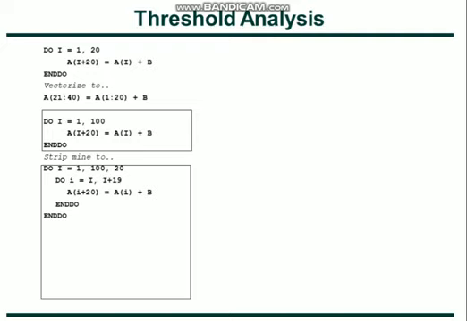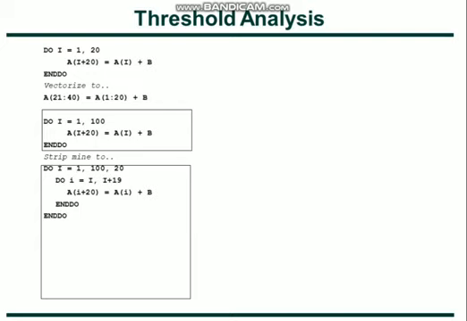Have you understood this? So this loop can be vectorized into a of 21 to 40 is equal to a of 1 to 20 plus b. This is because of threshold analysis.